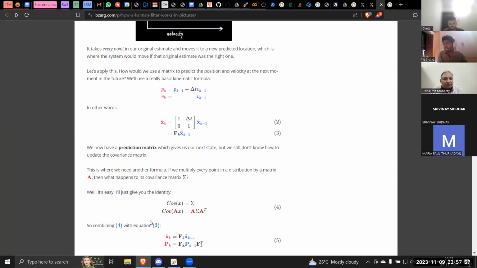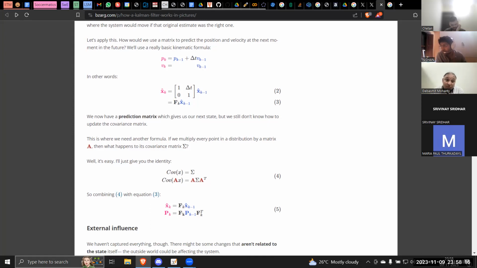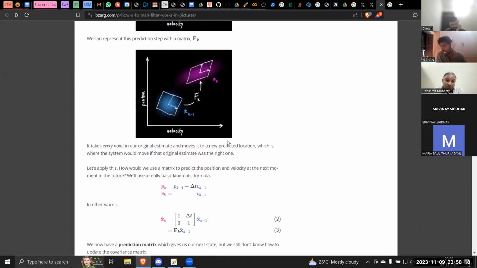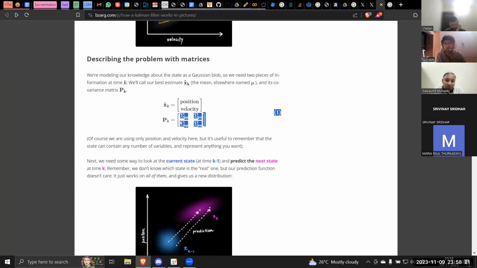Anyways, we are now very much clear what we mean by transition matrices. They're calling it a prediction matrix. We now have a prediction matrix, which gives us our next state, but we still don't know how to update the covariance matrix. This is just one covariance matrix. We do not know how to update it, right? We want to keep updating this until it's close to the real population.